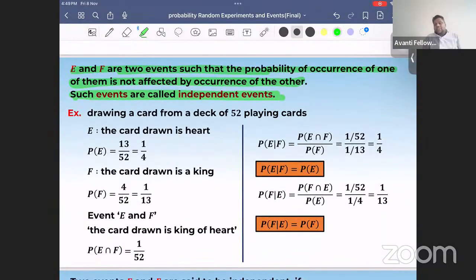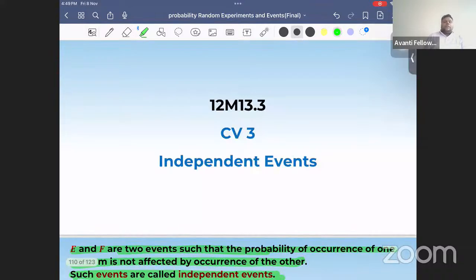Got it? Now in general what happens? These independent events come from different experiments. Different experiments is like, on the one hand, we are tossing a coin. On the other hand, we are drawing a card from a deck of 52 cards. So definitely they will be independent. But if two events are from the same experiment, in that case, there is a formula to judge if they are independent or not.